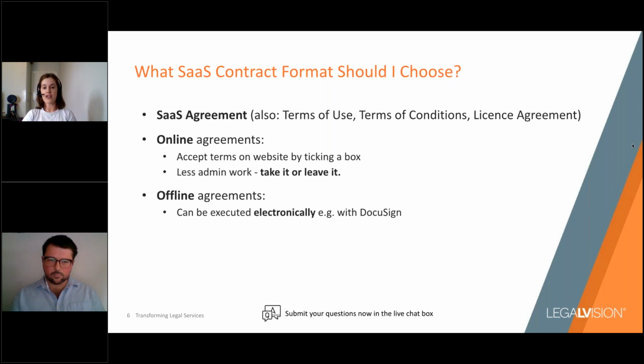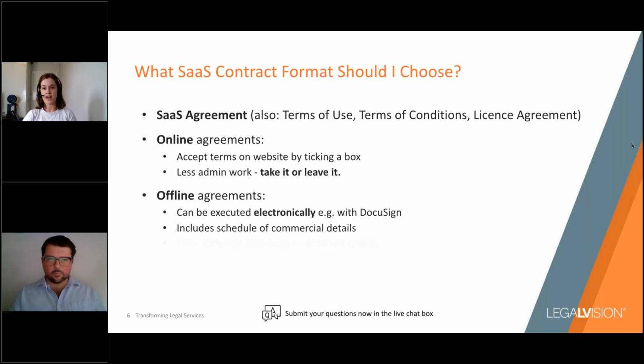So the difference with the offline terms is that generally there's a schedule or a table with all the commercial details, and you'll need to fill out this table for each customer. So this table is going to have each party's details, the inclusions, the price, the payment terms, all those commercial things. And we find this works really well for businesses where you're not necessarily offering a one-size-fits-all approach, and you want to offer different proposals to different clients. Or, it works really well where the agreement's going to be negotiated.